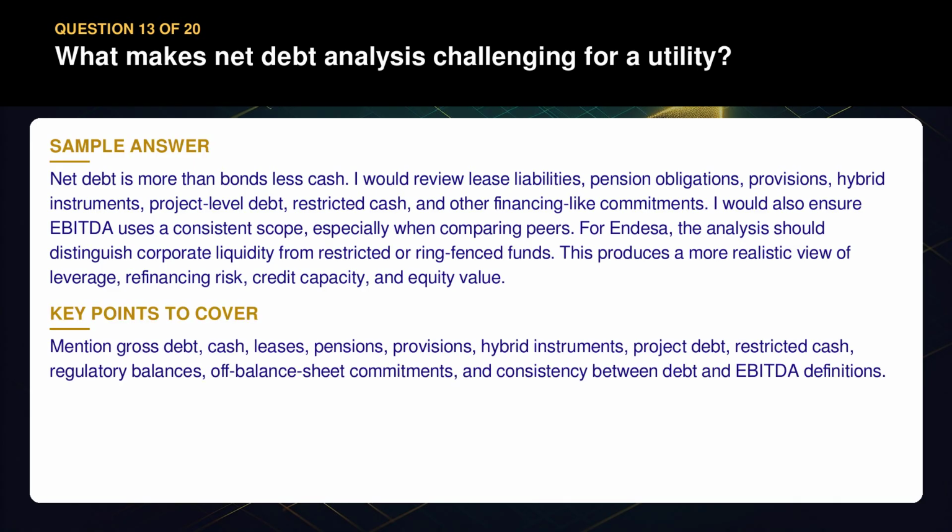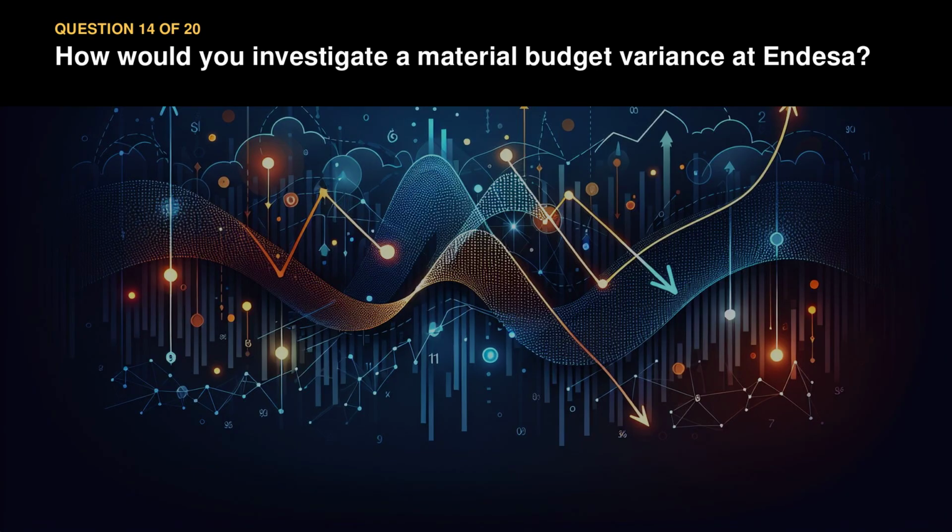Mention gross debt, cash, leases, pensions, provisions, hybrid instruments, project debt, restricted cash, regulatory balances, off-balance sheet commitments, and consistency between debt and EBITDA definitions. Question 14. How would you investigate a material budget variance at Endesa?